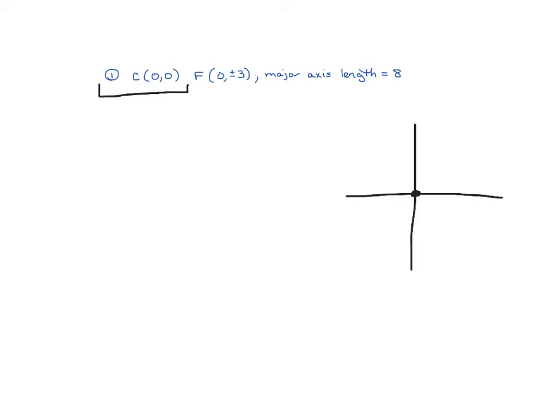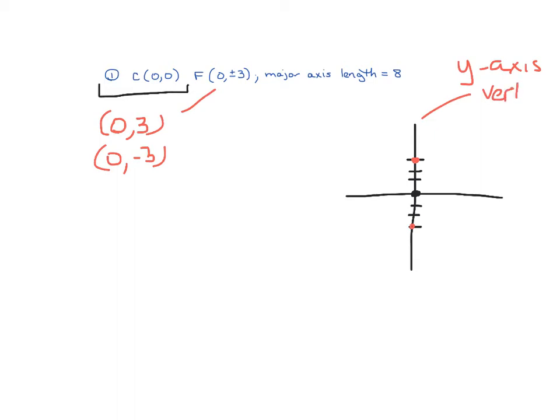I'm also given the focus points. My focus points, I could pull these apart and say it's the ordered pair (0, 3) and (0, -3). Notice the plus minus. So I'll go ahead and graph both of those. Remember, the focus points are always along the major axis. So this is telling me, because I just graphed them, that my major axis is the y-axis, so my graph is going to be vertical.